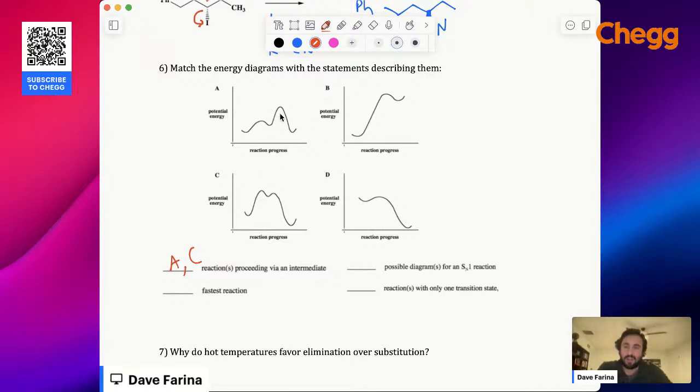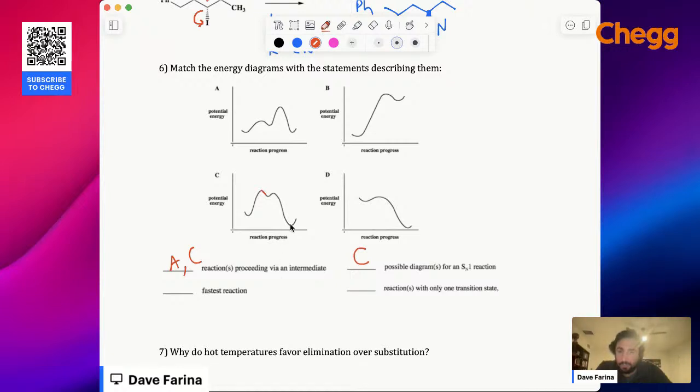Which of these is the one that has a very energetically unfavorable first step? That's the rate determining step. So it's clearly going to be C, right? We start here, and then we have a very large activation energy to get to the intermediate. Then once we're at the intermediate, there's a minuscule activation energy, almost none at all, to get to a more energetically favorable product. So certainly C would be the energy diagram that would make sense for an SN1 reaction.